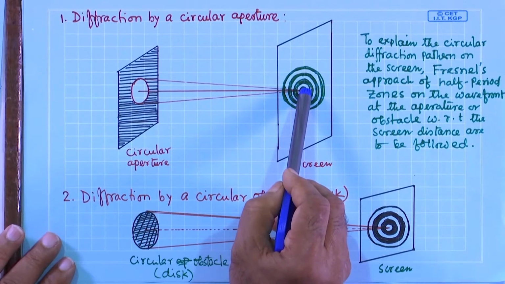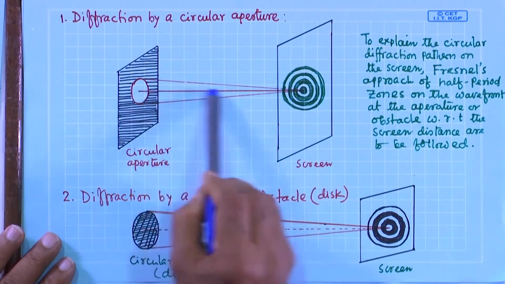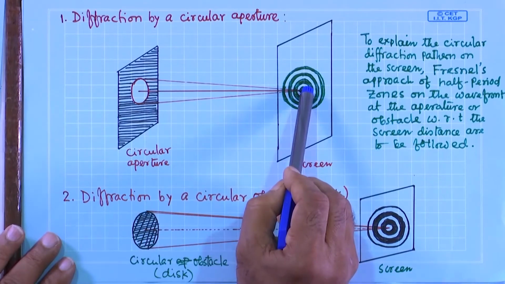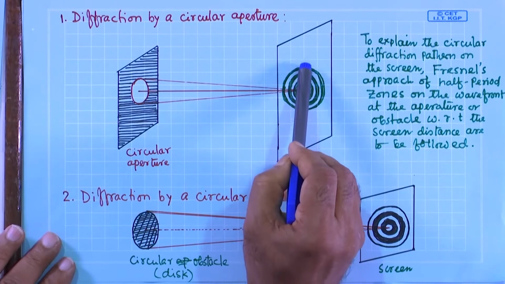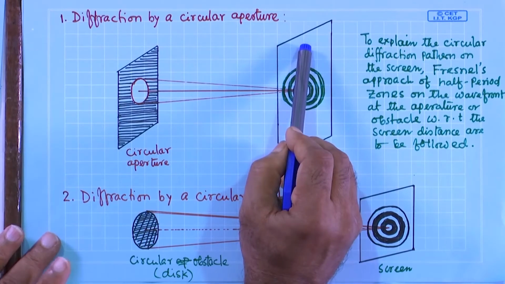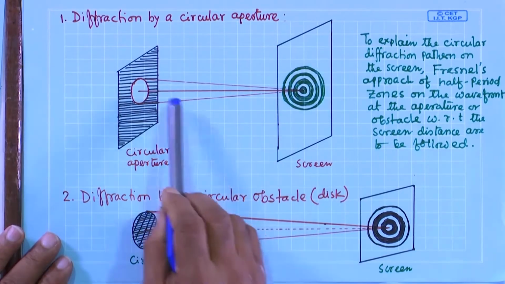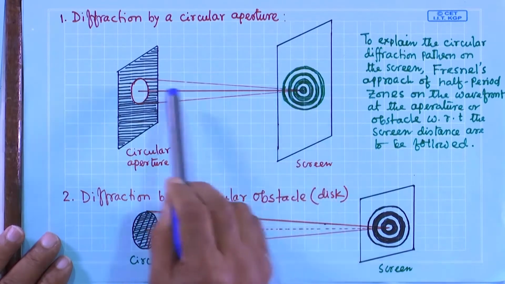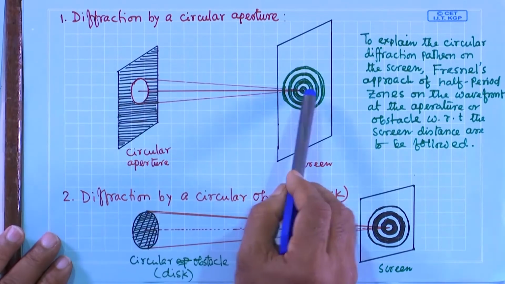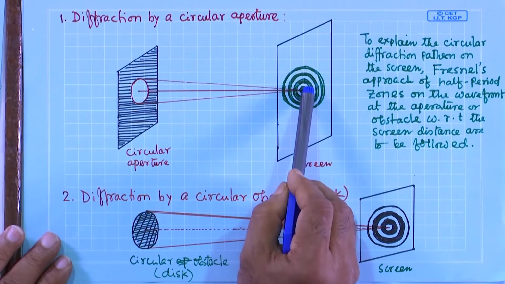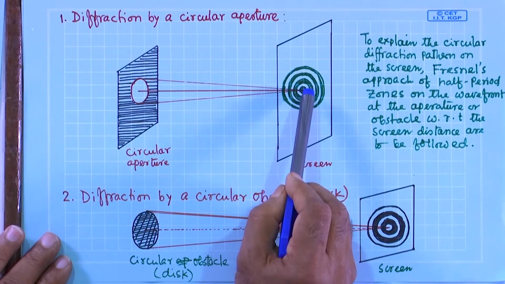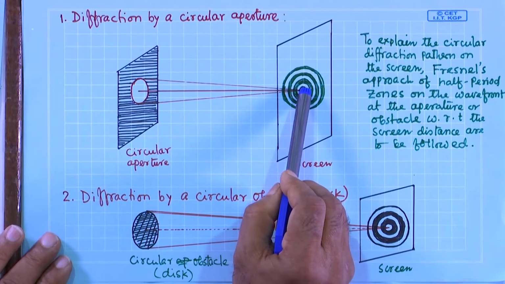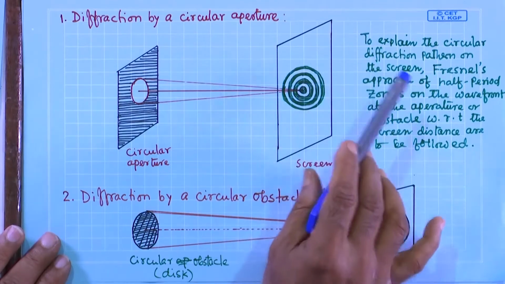This point is on the axis passing through the center. Other points we call off center. So, here at the center, light should be there, but it can be dark or bright. It can be dark, it can be bright, depending on some factor.